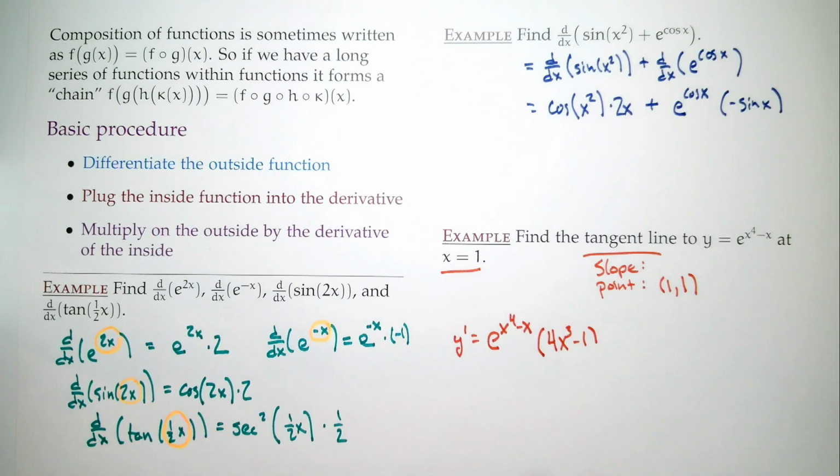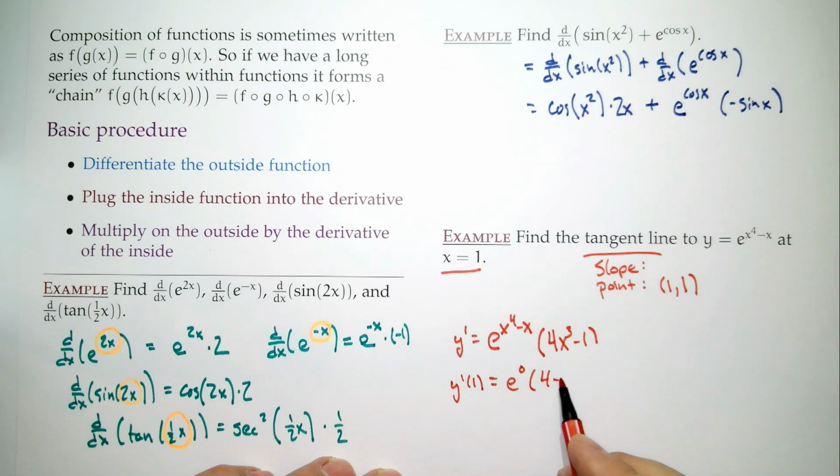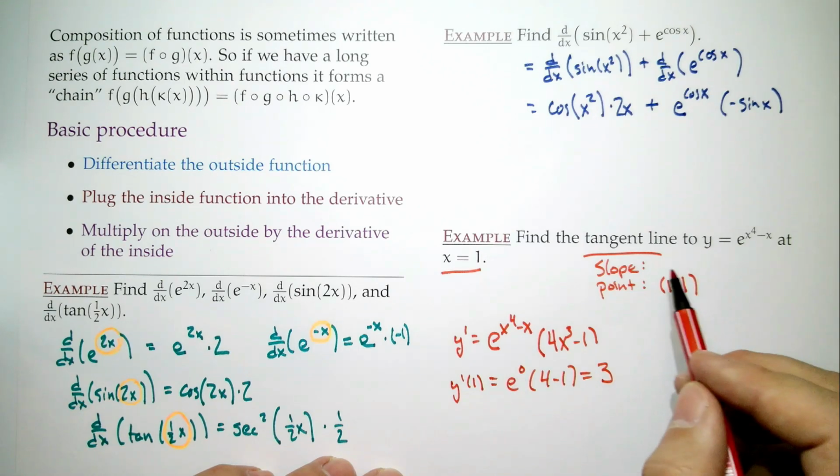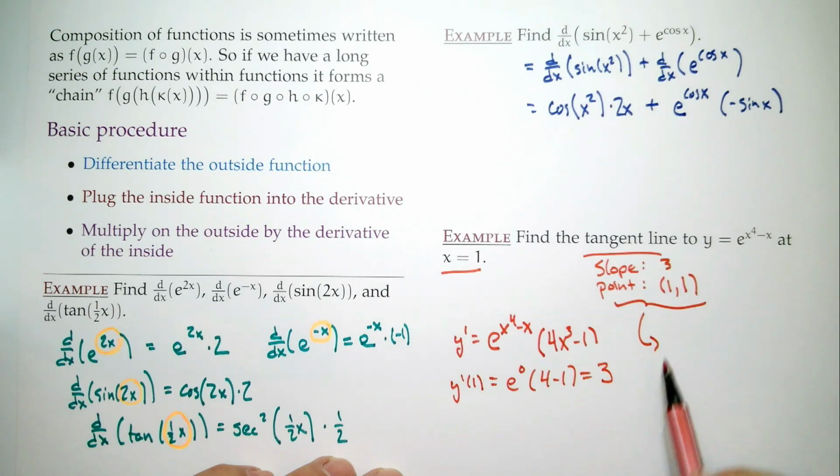Now, is this our slope? Not yet. What do we need? Plug in 1. So y prime at 1, that's our slope. Well, we're going to get e to the 0 times 4 minus 1, which simplifies to 3. That's 1 times 3. So our slope is 3, and now we're like, woohoo, we have our data that we need to make a line.